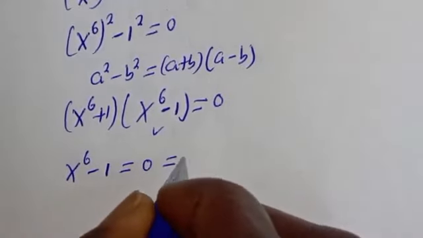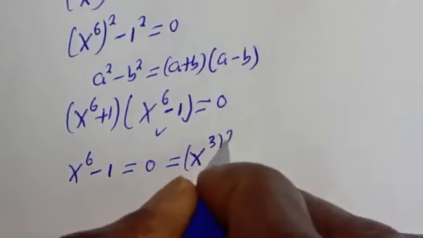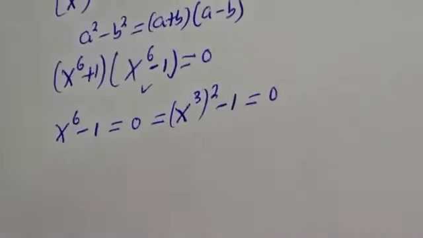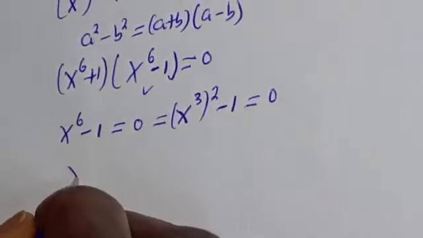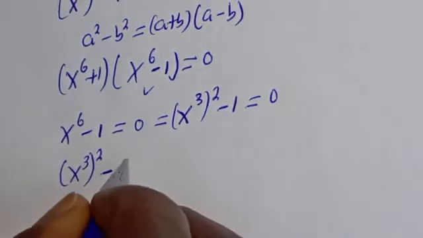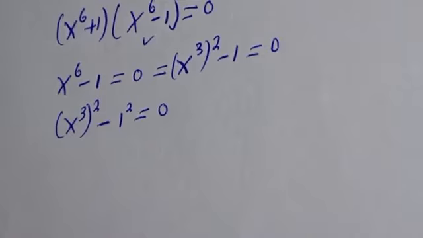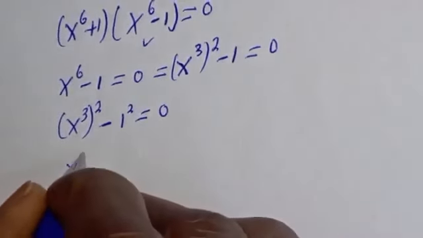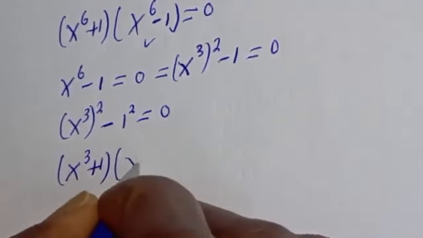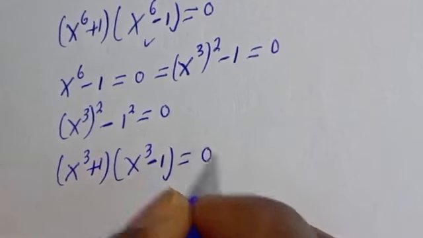This is equal to s raised to power 3 squared minus 1 is equal to 0. Then s raised to power 3 squared minus 1 can be written as s raised to power 3 squared minus 1 squared is equal to 0. And this can be written as s raised to power 3 plus 1 bracket s raised to power 3 minus 1 is equal to 0.